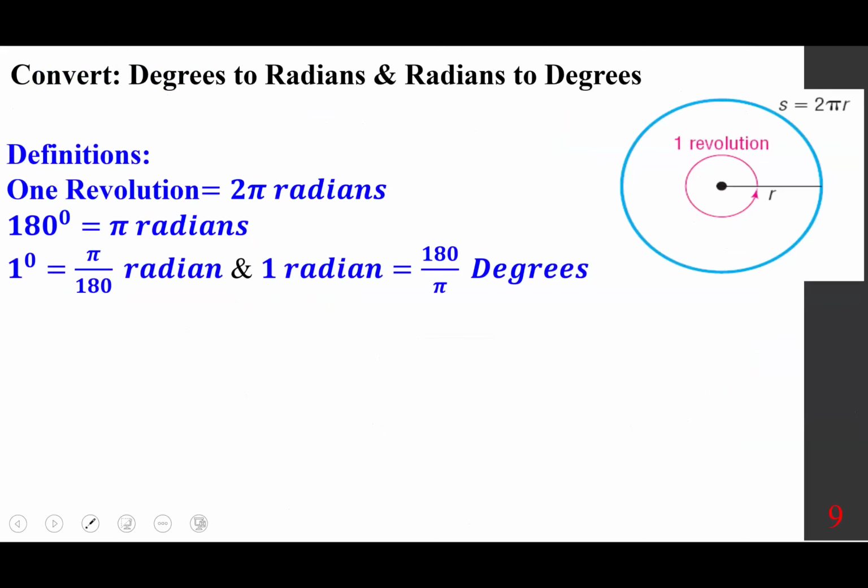Conversion: convert degrees to radians, radians to degrees. So a complete revolution, S equals 2 pi r. One revolution is 2 pi radians. 180 degrees is half of the revolution, pi radians. 1 degree is pi over 180 radians. And 1 radian is 180 over pi degrees.